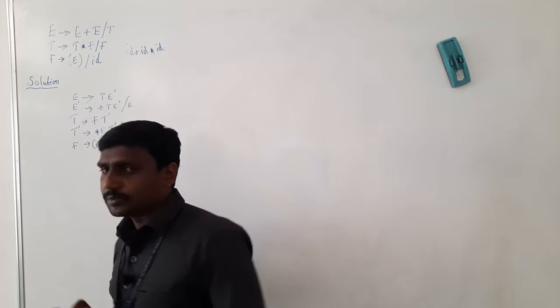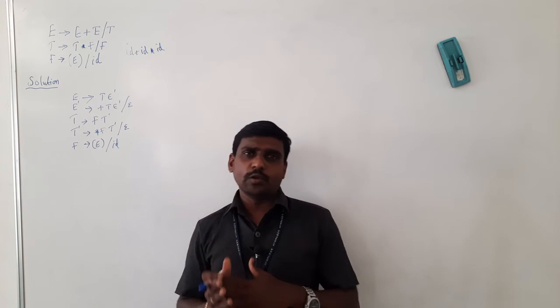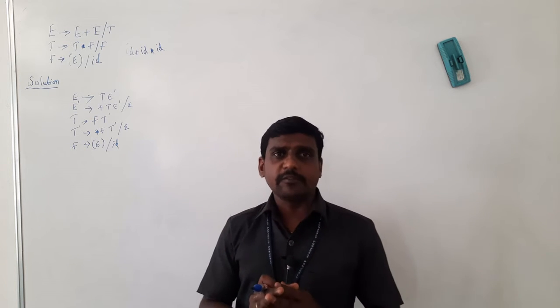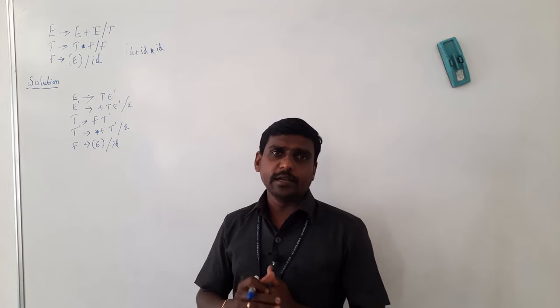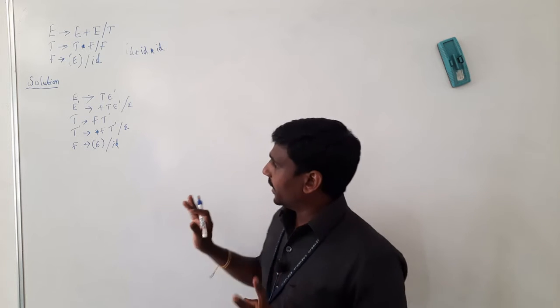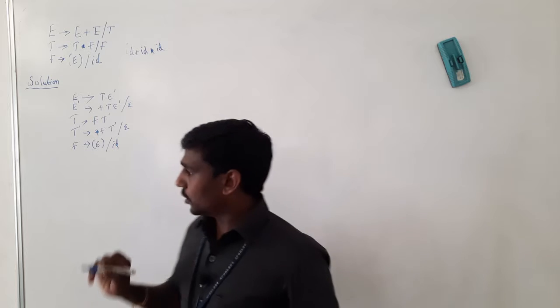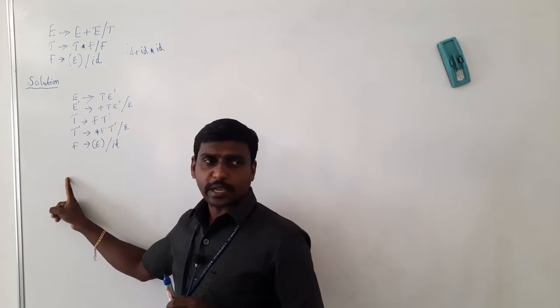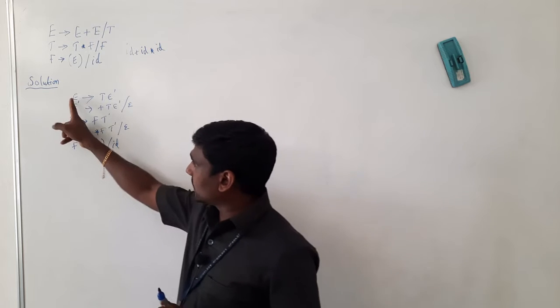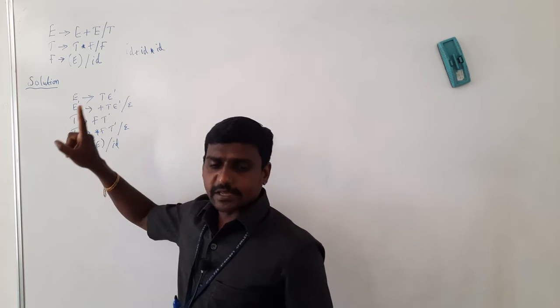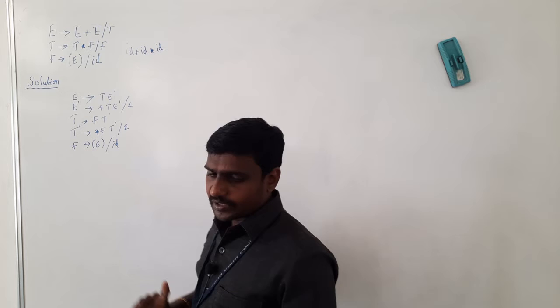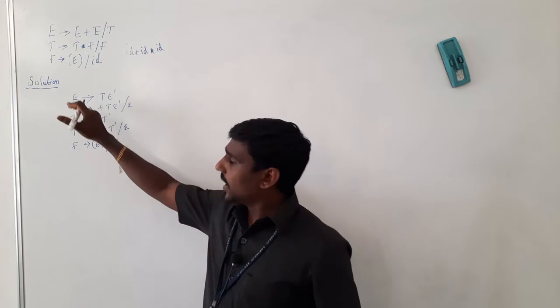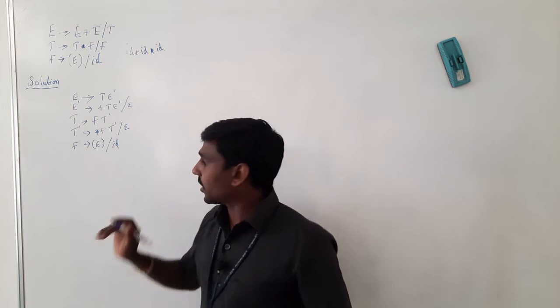The second step is we want to find first and follow. How to find first and follow, I have also given in the previous video classes. But anyway, we have to find the first function for all the variables. How many variables here? E is a variable, E dash is a variable, T is a variable, T dash is a variable, F is a variable. So we want to find the first function for all the variables.